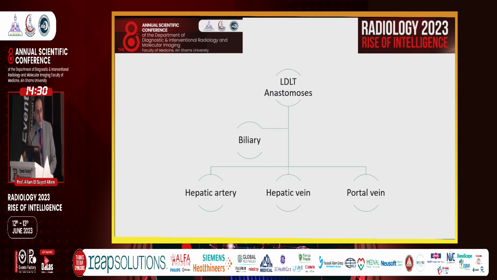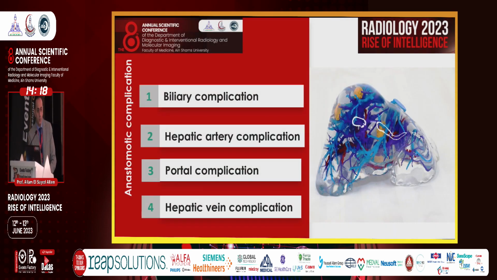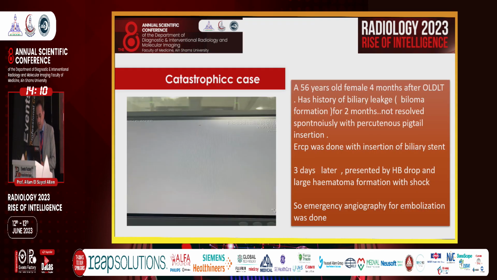In liver transplantation, we have 4 anastomoses: the biliary anastomosis, the hepatic artery, hepatic vein, and portal vein anastomosis. These anastomoses are liable to complications, and that's why early diagnosis and good management of these events can prevent a catastrophic event like in our case.